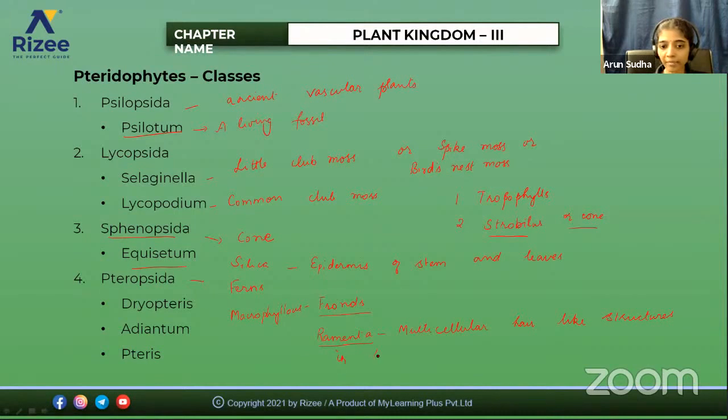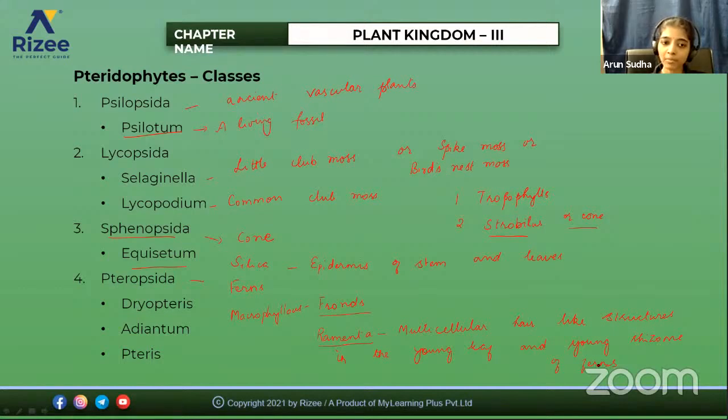They are present in the young leaf and young rhizome of ferns. So these ramenta are nothing but multicellular hair-like structures present in the young leaf and young rhizome or the stem of the ferns. That is called the ramenta, for protection. So these hairs protect the leaves and the rhizome.